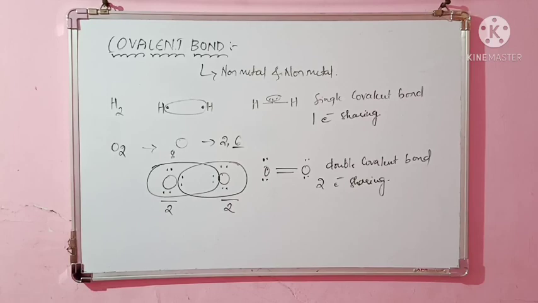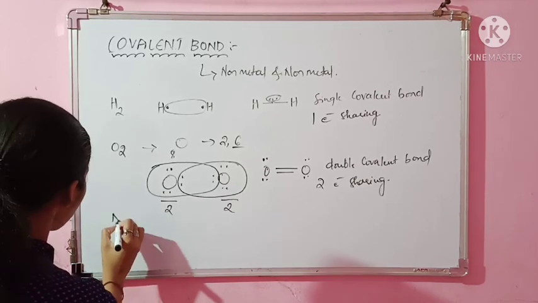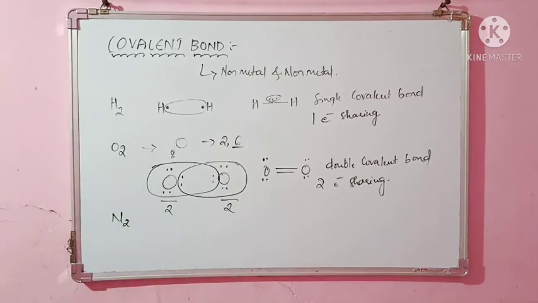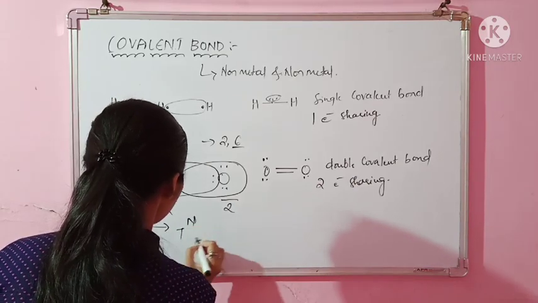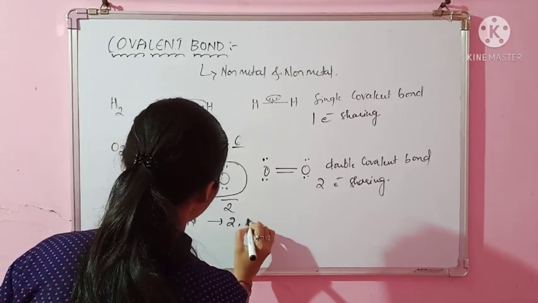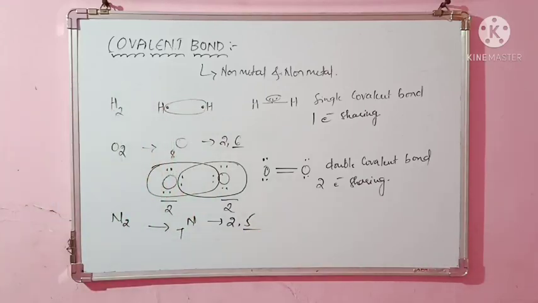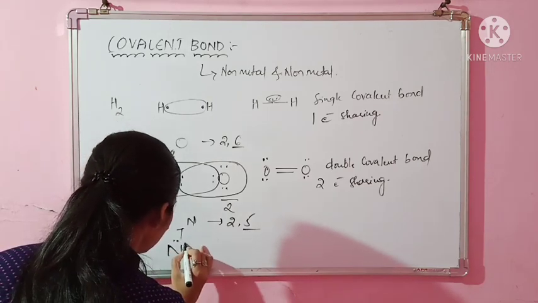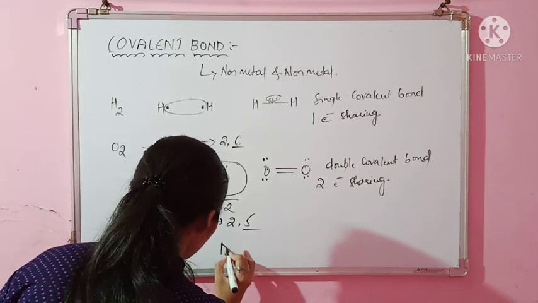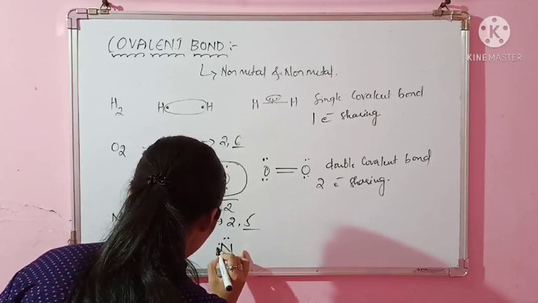Next example, let us consider nitrogen. Nitrogen's atomic number is 7, so its configuration is 2 and 5. The outermost electrons are 5, so we have 5 electrons in the outermost orbit. I can draw 2 nitrogens: nitrogen with 1, 2, 3, 4 and 5, and here also nitrogen with 1, 2, 3, 4 and 5.